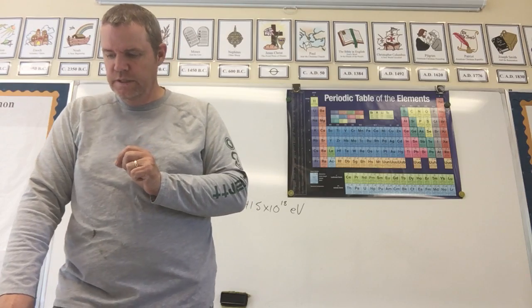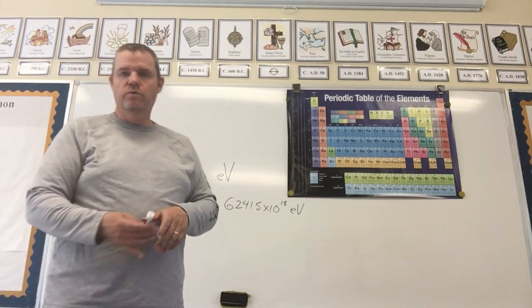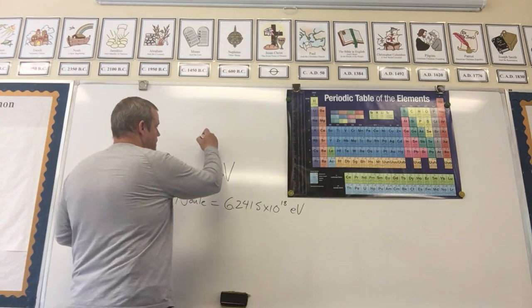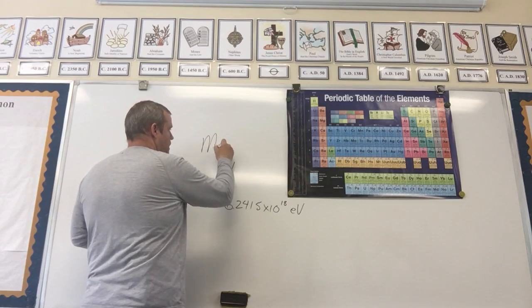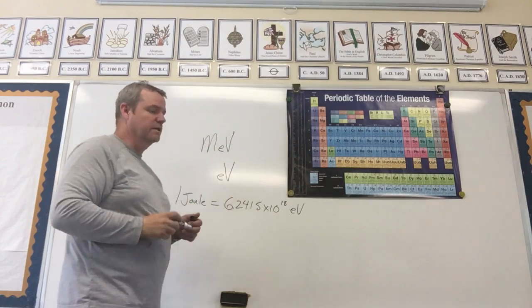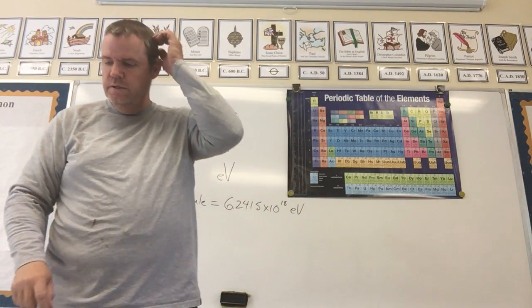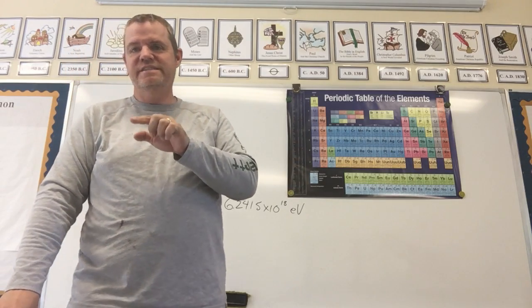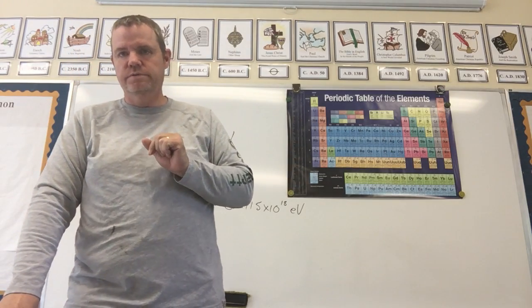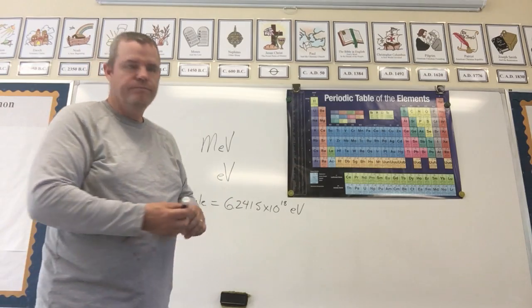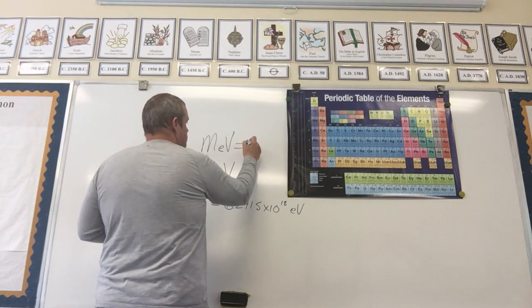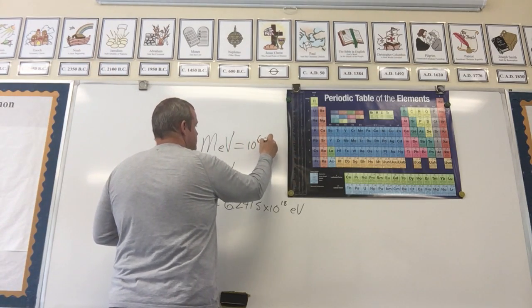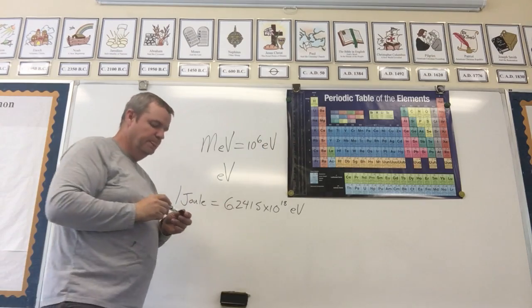volts. So a mega electron volt would be written like this. A mega electron volt, which equals 10 to the 6th electron volts.